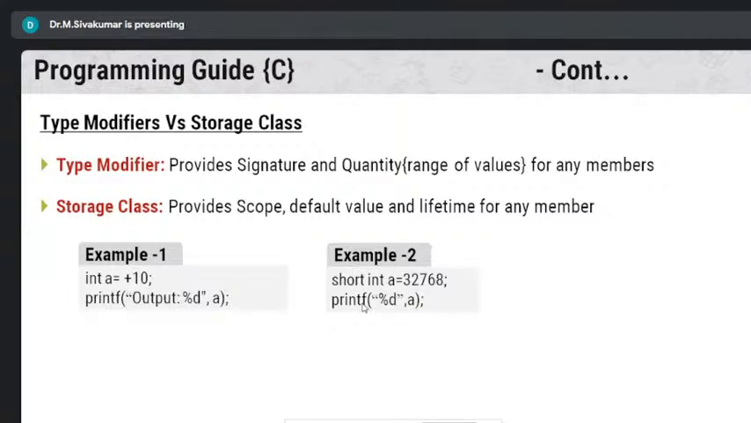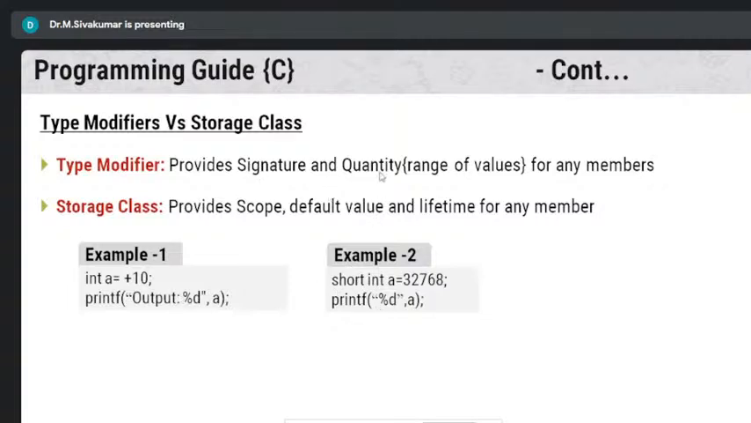This short should be under some category. Integer, as we know, is a data type followed by a variable. If I keep something in front of this data type, it is called a modifier. The modifier is the one which provides the signature. Signature means either that variable is going to accept a positive value or a negative value. That is the primary role of a modifier. That is the definition I have given for the modifier.